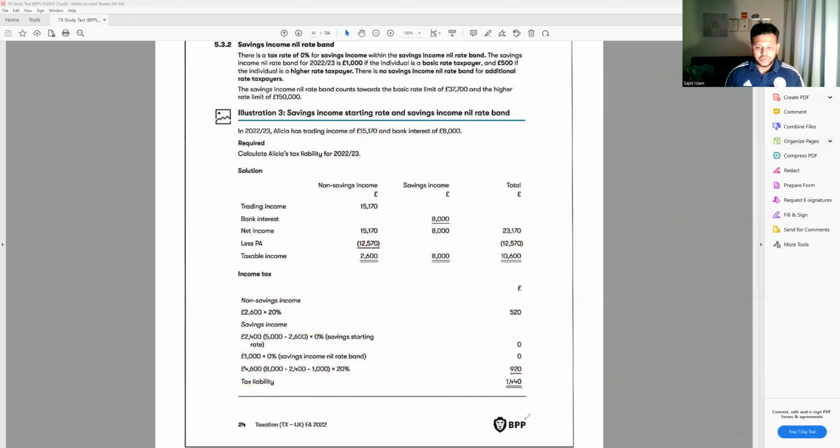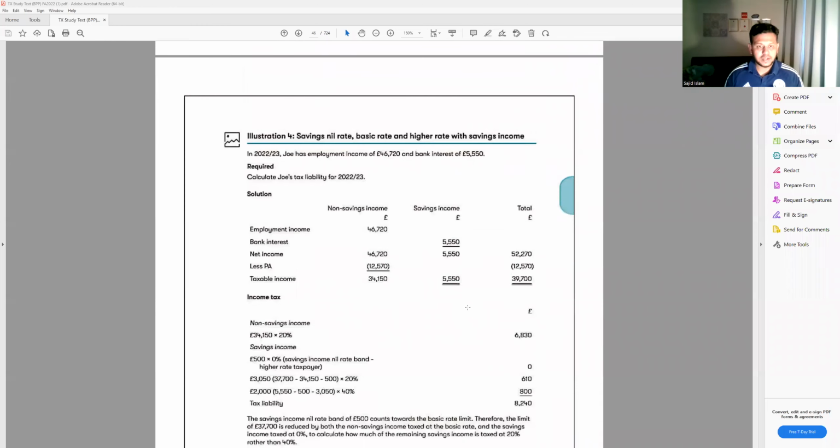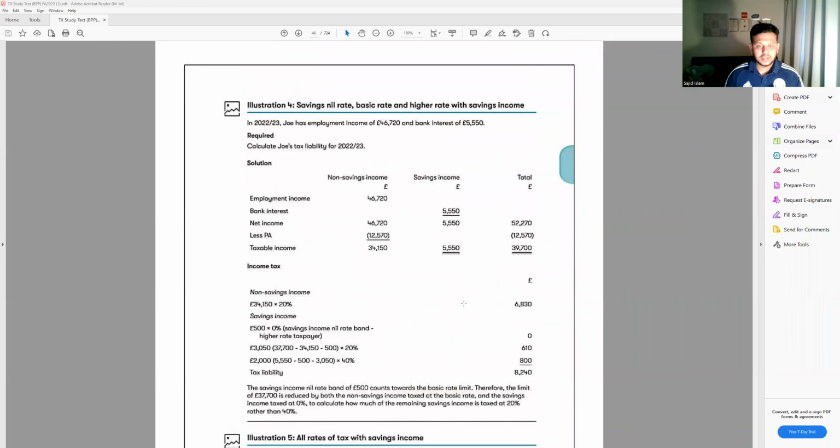All right, let's move to the next one. The next one, we have another example. So let's have a look at what they're saying here. This is illustration 4, savings nil rate, basic rate, higher rate with savings income. So Joe has employment income, that is non-savings, and bank interest, that is savings.